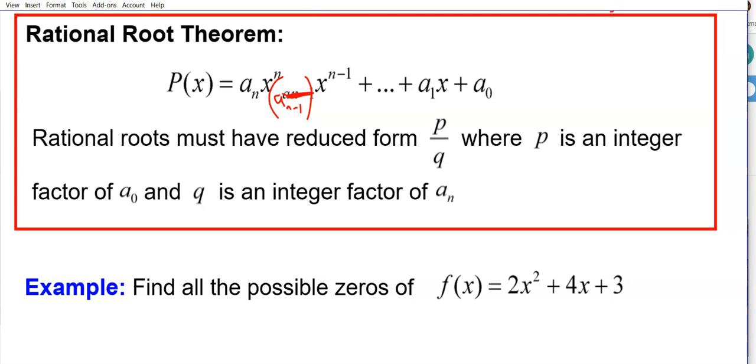Here's the concept you need to get from this. This is the big thing: the last term goes in the, let's see, p is an integer factor of a sub 0. So p goes on the top. The factors of that one go on the top. The first term, the factors of that one go on the bottom. So that's the key. You want to factor both the first and last term.